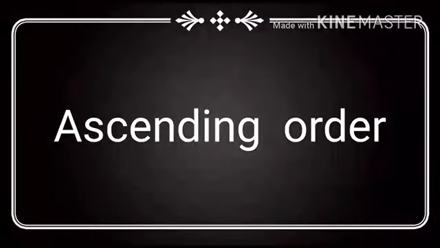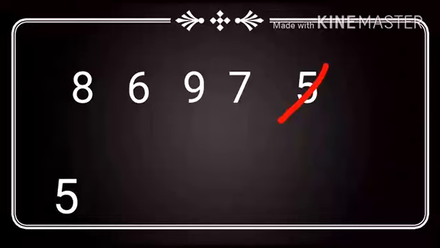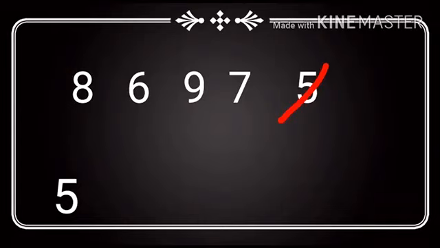First, let us learn ascending order. How can we arrange these numbers in ascending order? First, we have to find out which number is the smallest number. Tell me which number is the smallest number? We have to write number 5 in first place. Why? It is the smallest number. And next, which number is the smallest number in that group? Yes, 6 is the next smallest number. So we have to write the second number 6.